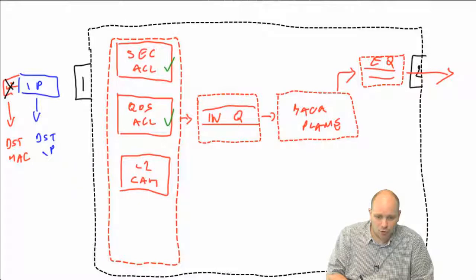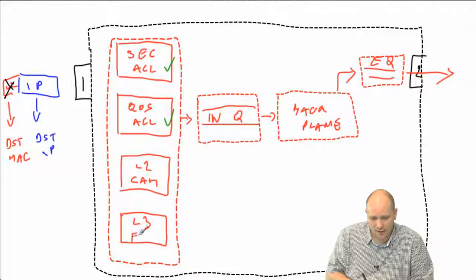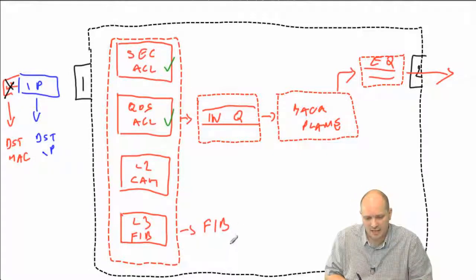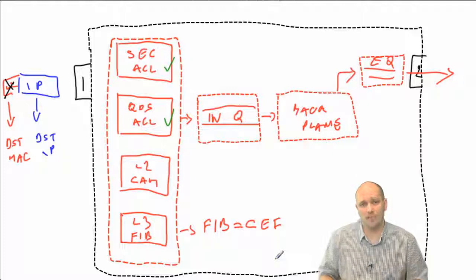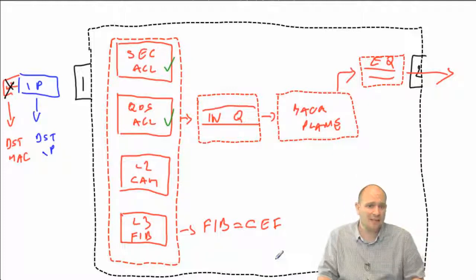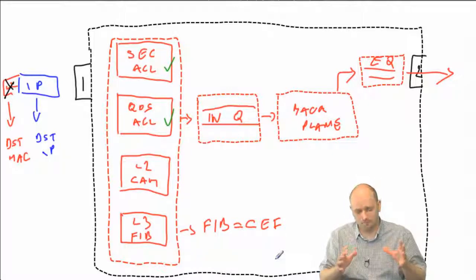The table that we are going to consult at the ingress is going to be our layer 3 forwarding information base. On Cisco switches, the forwarding information base is implemented in hardware using Cisco Express Forwarding technology. It's a topology-based forwarding cache. Now, what do I mean by forwarding cache?